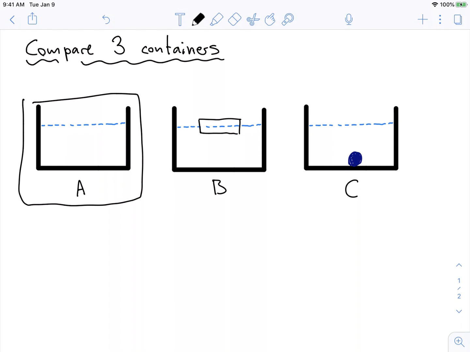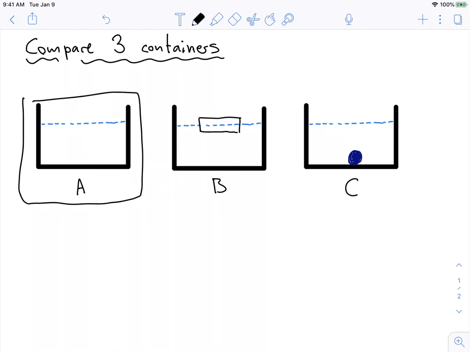And what we're going to do is try to figure out if C weighs more or less than this container of water, and if B weighs more or less than this container of water. That's going to be our general strategy. So let's start with C, since that's the simplest.